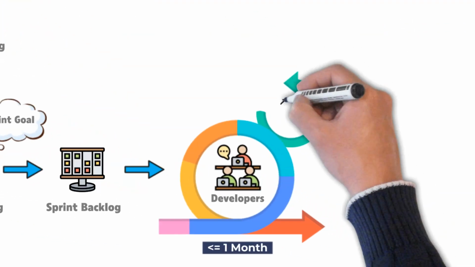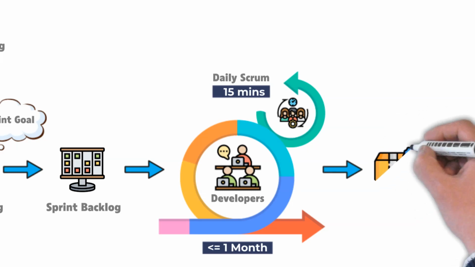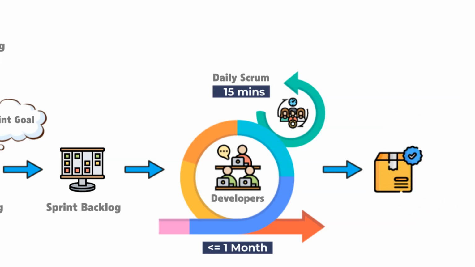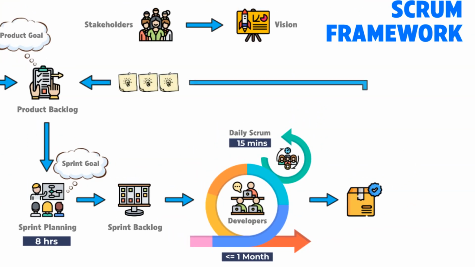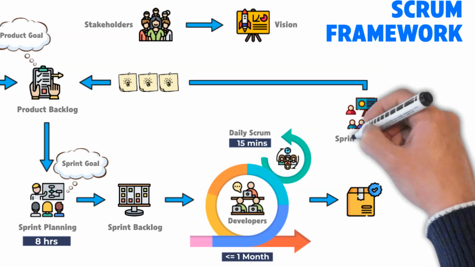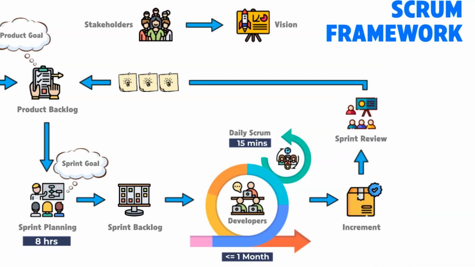Once sprint planning is over, developers start executing their plan, and they meet every day for a maximum of 15 minutes during daily Scrum. They review their progress towards the sprint goal and adjust the plan to meet the goal during daily Scrum. Towards the end of sprint, Scrum team invites stakeholders during sprint review to inspect sprint's outcome in the form of increment. Stakeholders review the outcomes keeping the product goal in mind.